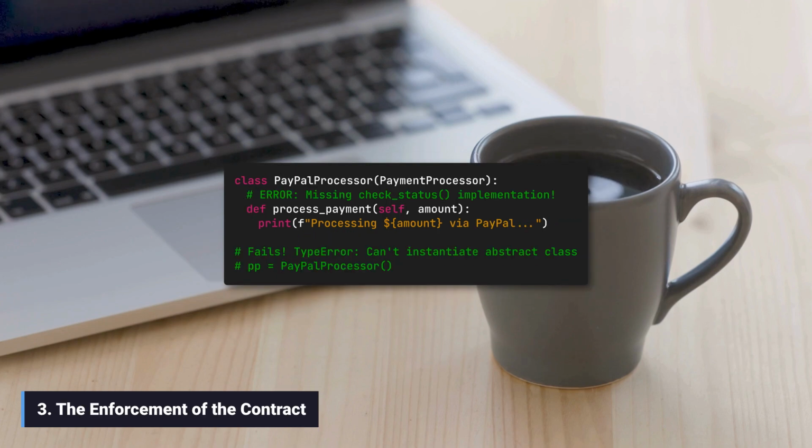3. The enforcement of the contract. If we create another processor like PayPalProcessor and forget to implement the check_status method, Python prevents us from creating an object of that class. The interpreter raises a TypeError at the moment of instantiation, warning us that the class is still abstract. The interface successfully enforced its contract.